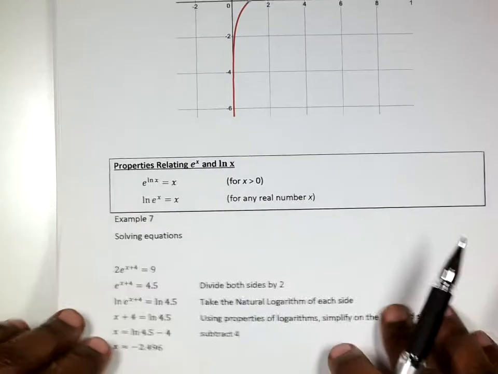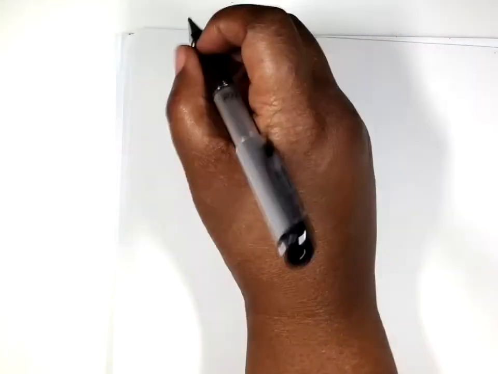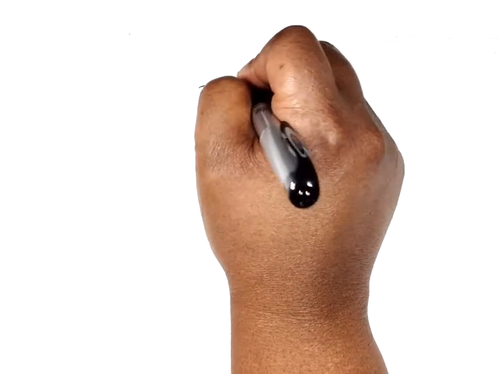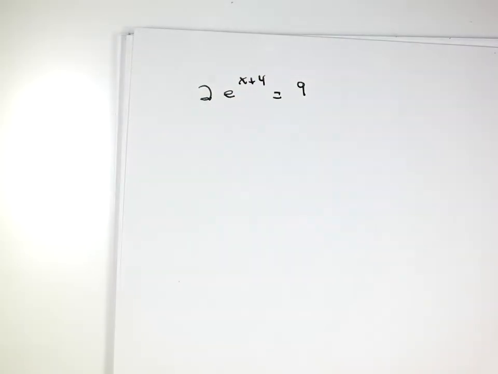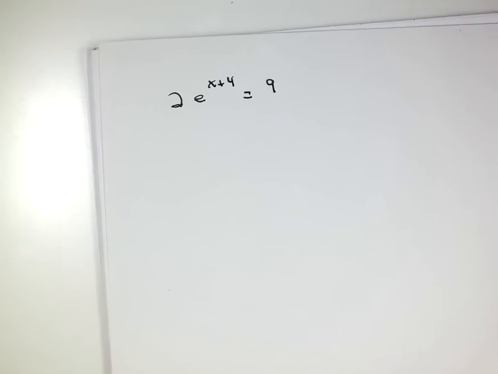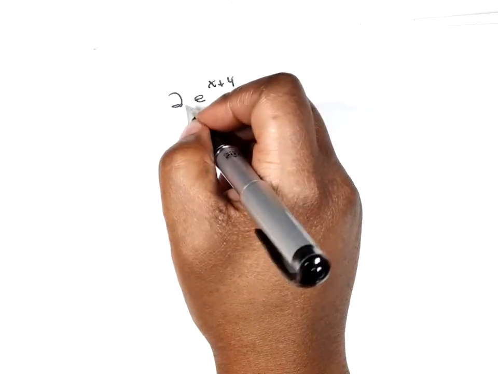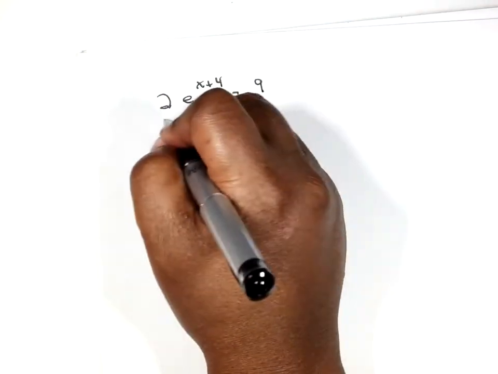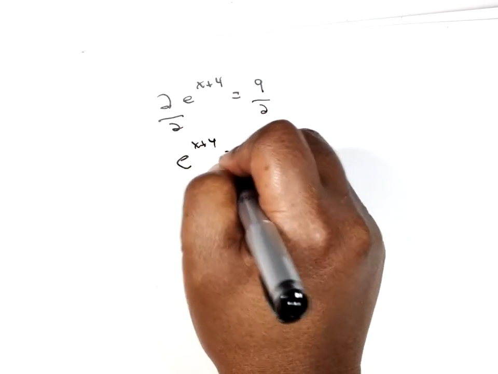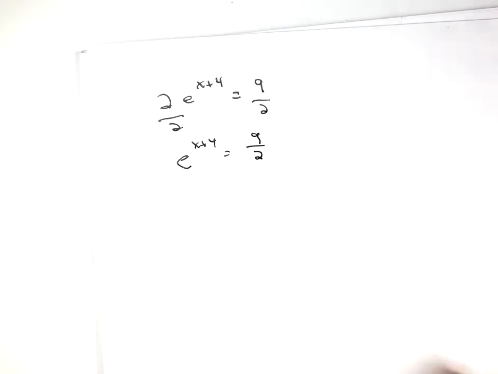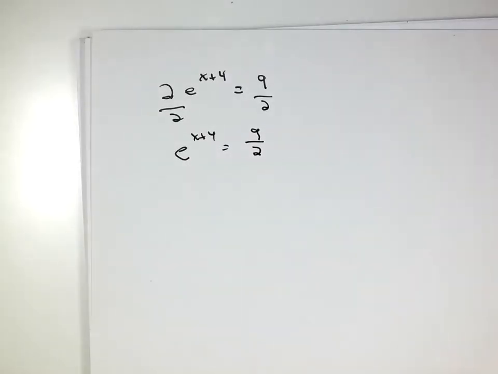And then the last thing I have for this is solving a couple of equations. So I'm going to do it out. It is in your notes, but I wanted to show you step by step. So 2 times e to the x plus 4 is equal to 9. I always want to isolate. So I'm going to divide both sides by 2. And I get e to the x plus 4 is equal to 9 halves.